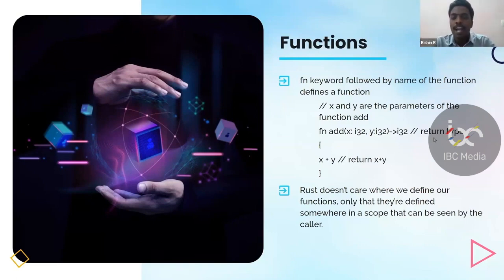Let's say I want to add two numbers, x and y, and return their sum. I'm going to create a function called fn add, which takes two parameters, x and y, both of type i32, and then I'm going to return an i32. As I've mentioned before, i32 is just an integer. So it takes two integers as input, and it returns their sum, which is also an integer.